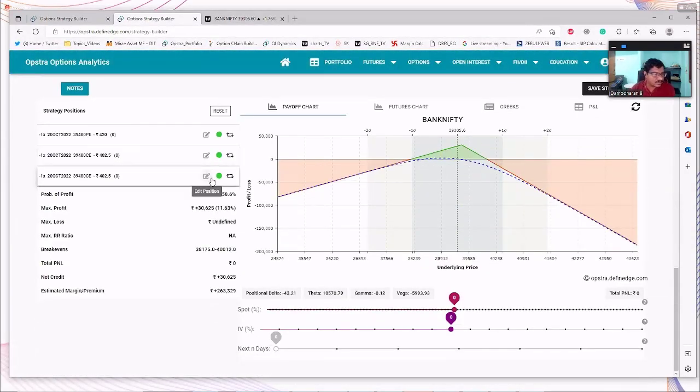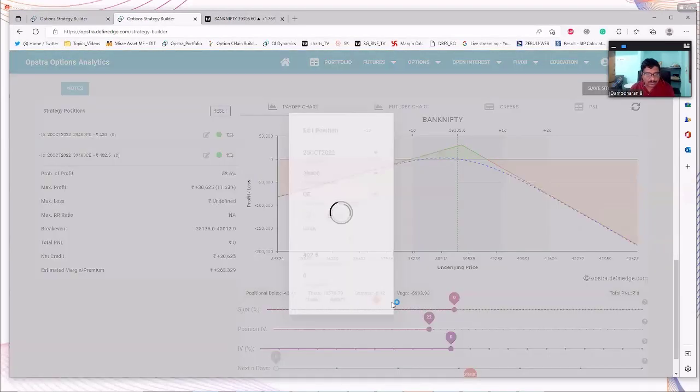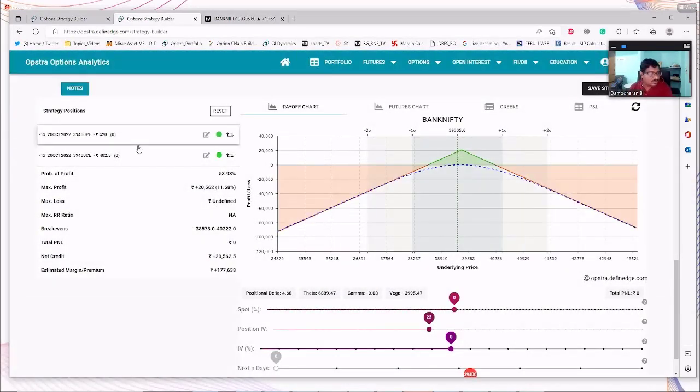Already sold. So what is happening? You don't need to look at even the payoff, right? So 39,400 and 400, both the premiums together. That means what? 822 is the break even. So here 800 points max you can go. Here 800 points you can max to max.